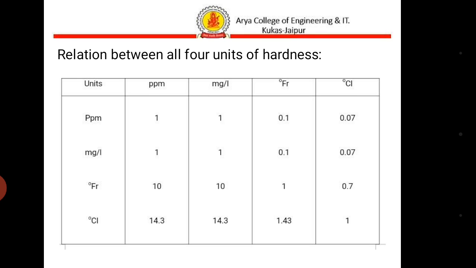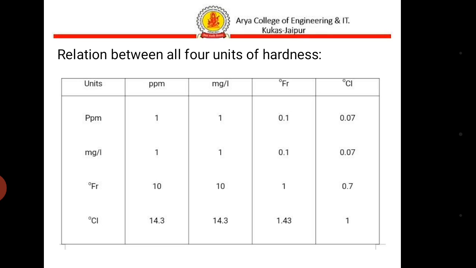Third unit is French. French convert into ppm by multiply with 10. French convert into milligram per liter by multiply with 10. French convert into degree Clark by multiply with 0.7.